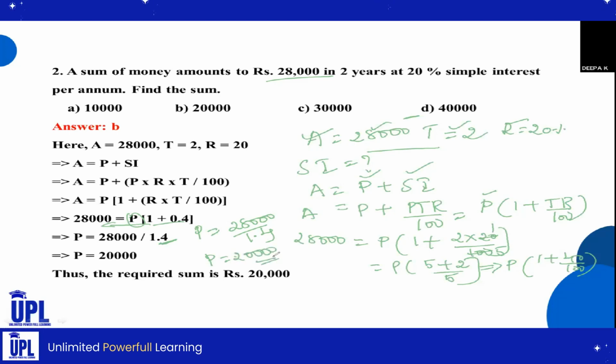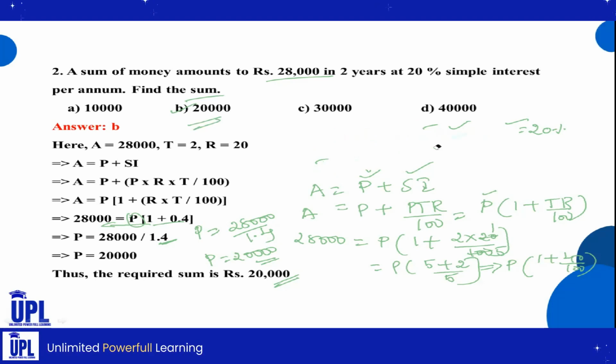If you have a calculator, take it and calculate. So 28,000 divided by 1.4, we will get the value of 20,000. This is the required sum. So what do we have to find out finally? We have to find out the sum, right? So what final answer have we got? We got 20,000. So what is the answer? Option B is the correct answer. Okay, is it clear? Yes, ma'am. Fine.